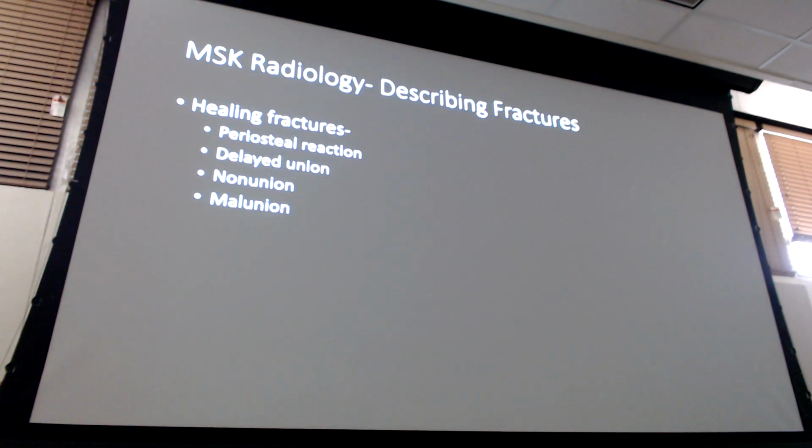Okay, so now we're going to briefly describe fractures in different stages of healing real quick, and then we'll be finally done with this slideshow. I promise you, NSK 4 and 5 go a lot faster, right? They will. You gotta know all this stuff before you do the other stuff.